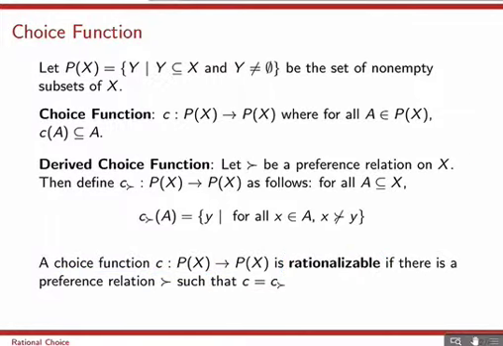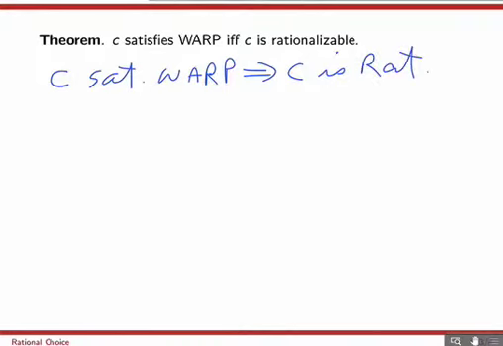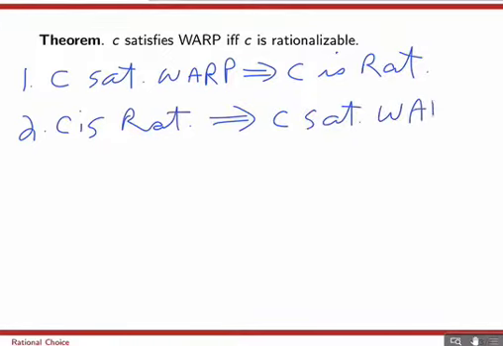All right, so the theorem that we're interested in is that C satisfies the weak axiom of revealed preference if and only if C is rationalizable. To prove that, this requires two parts. The first part is to show that if C satisfies the weak axiom of revealed preference, then C is rationalizable. The second part of the proof is that if C is rationalizable, then C satisfies the weak axiom of revealed preference.